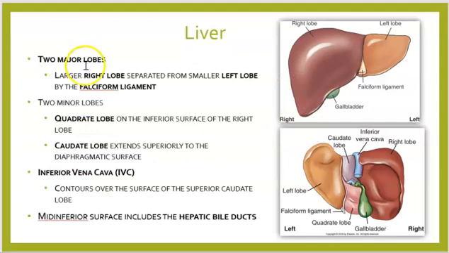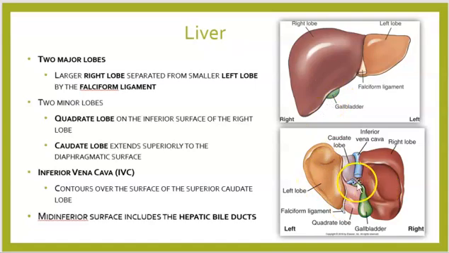Let's keep going. There are two major lobes to it. The larger right lobe is separated from the left smaller lobe by the falciform ligament. You can see part of it here and also part of it here. There's a ligament right here between the two major lobes. We can also see the gallbladder usually extending a little bit down from the liver.